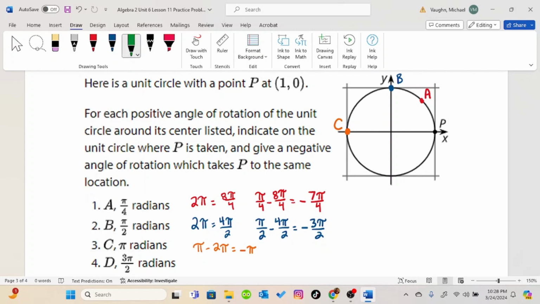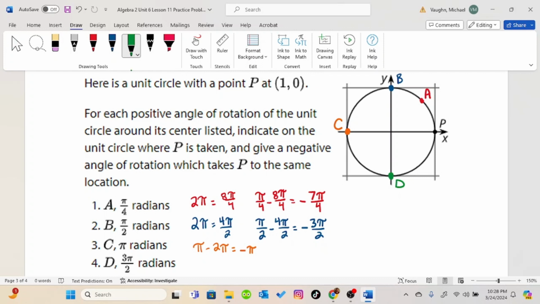And finally, point D, this is 3 halves pi. 2 halves take me halfway, and another half brings me to the bottom of the circle. So point D is at the bottom of the circle.